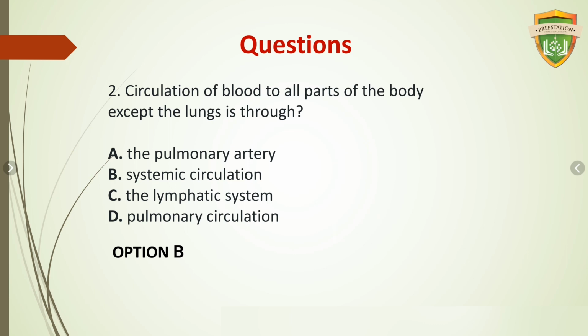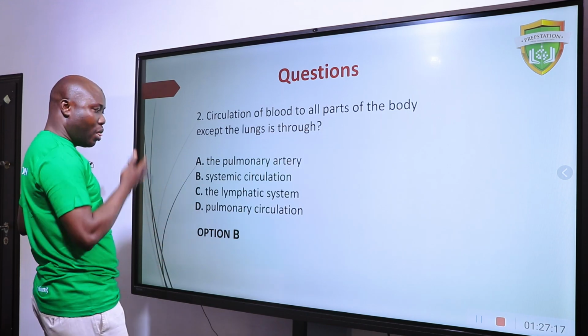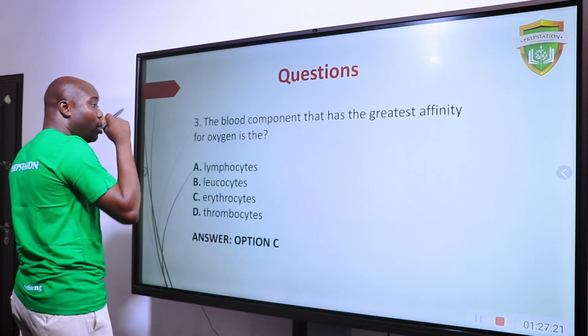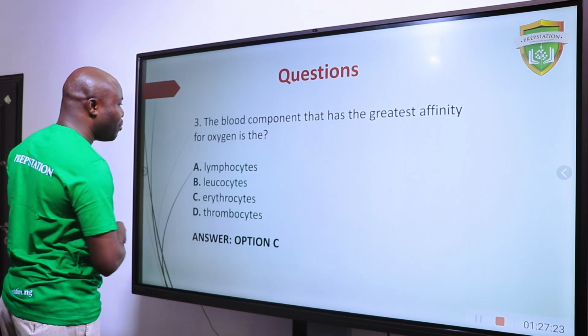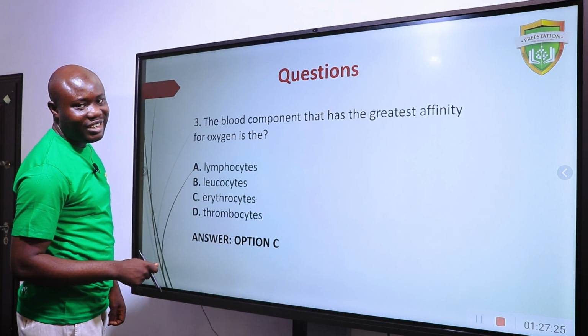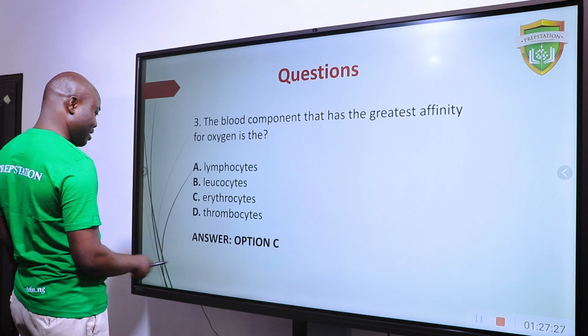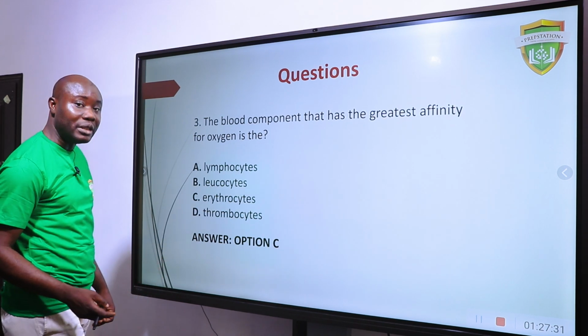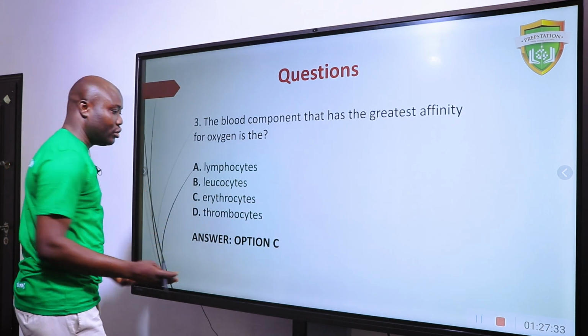Now, the next one. Circulation of blood to all parts of the body except the lungs is systemic. I told you earlier, to all parts of the body except the lung is systemic. Then the blood component that has the greatest affinity for oxygen, that is erythrocytes. Let's look at it. C, that is your red blood cell, because it has hemoglobin that can bind to oxygen.